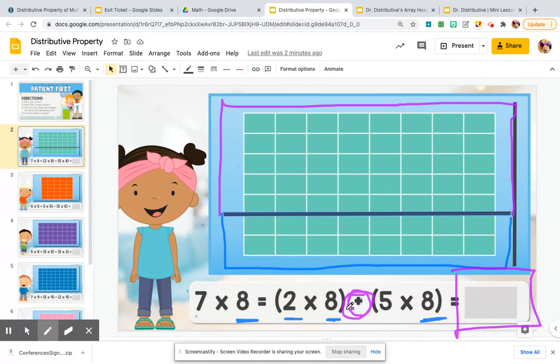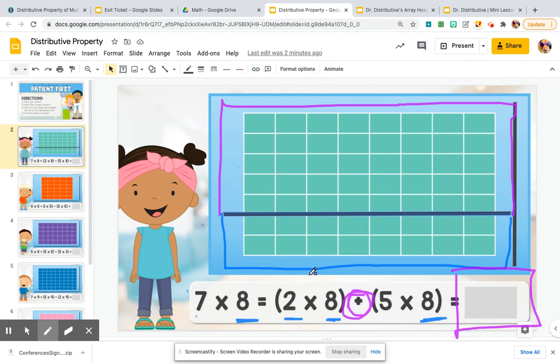Now, this addition sign is there to remind us that we have to put it back together because remember, our original problem was 7 times 8. That's the whole reason why we're doing this. We need to find 7 times 8. And 7 times 8 is a little difficult, so we're going to split it apart so we can make it a little bit easier. So we know our 2's very well.